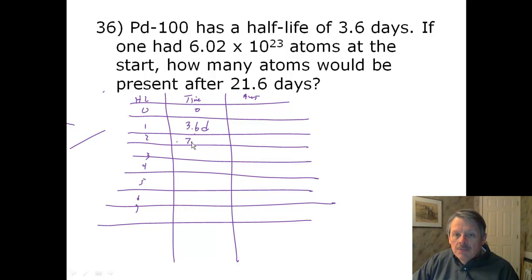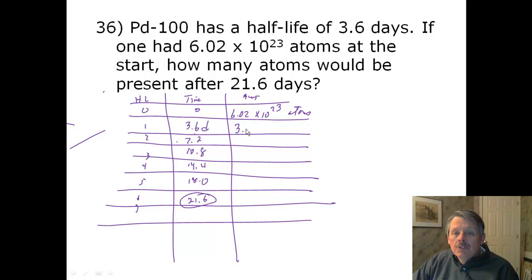Let's see how far I have to go. That's 7.2. That's 10.8. That's 14.4. That's 18.0. And that's 21.6. So I finally figured out where I had to go. I start with 6.02 times 10 to the 23rd atoms. That's 1 mole. Right? So let's go and see how much is going to be left.